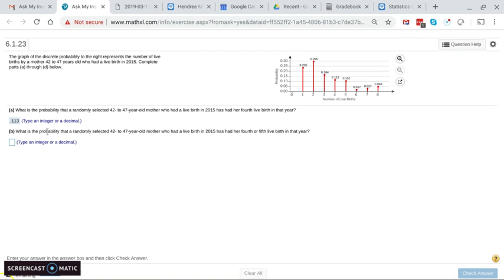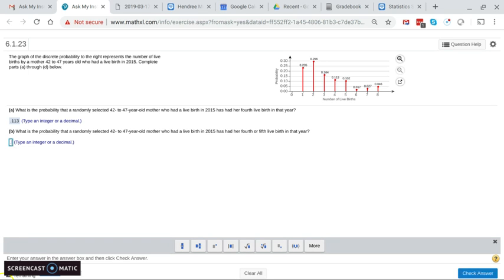And what probability was it that it was her fourth or fifth live birth in that year? So we just look at 4 and 5, right? Fourth or fifth. These are mutually exclusive, so we don't have to subtract any kind of intersection. We just add the two numbers together. So that's about 11%, and that's about 10%. Together, we're looking at what? 0.215.